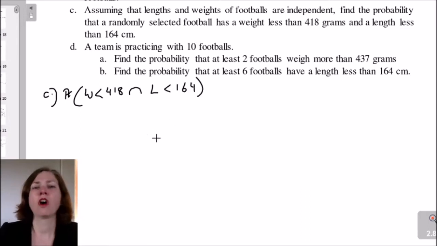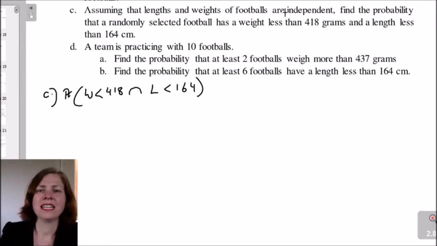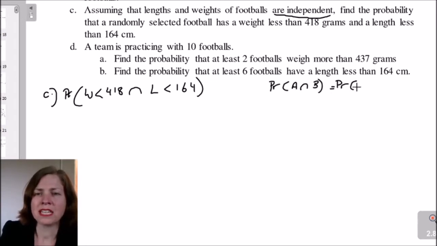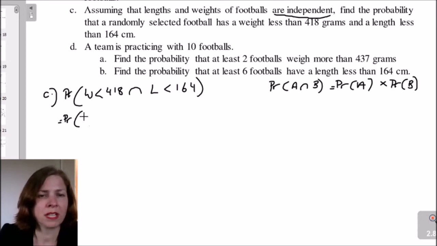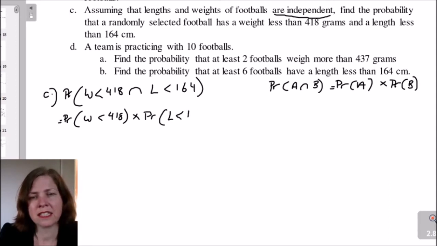Okay, but I am told that they are independent. So remember that for independent events, the probability of A intersection B is equal to the probability of A times the probability of B. Now, this is not always true. This is only true if they're independent. If you've got dependents, you need a different rule. So that means that basically I'm looking for the probability that the weight is less than 418 multiplied by the probability that the length is less than 164.